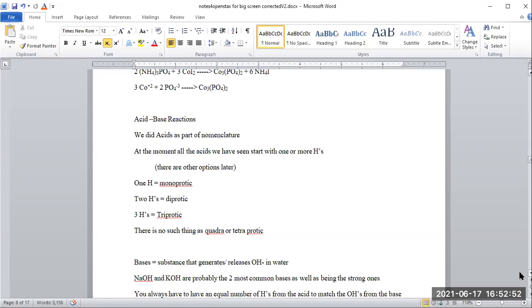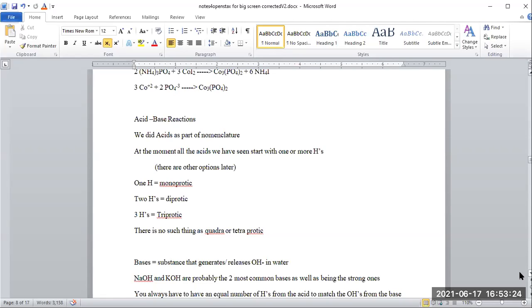Diprotic, so two hydrogens: sulfuric, oxalic. There's a handful of other ones which we've run across. There are a few that are triprotic. The one you are probably likely to see the most often being phosphoric, which is H3PO4.